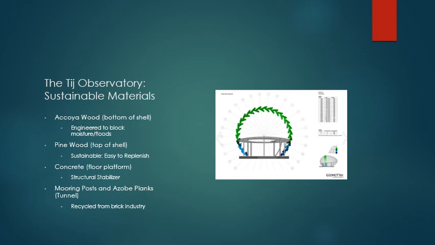This entire structure is cradle to cradle, because even the underground tunnel for access to the egg has been created from mooring posts and azobe planks, which were recycled from a brick industry. So it's taking into account where these materials are coming from. This makes the Tij Observatory truly a cradle-to-cradle design in every sense.